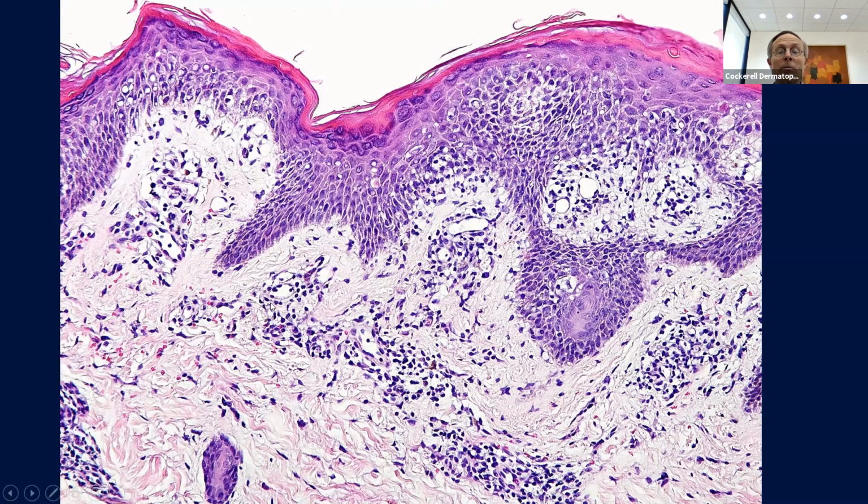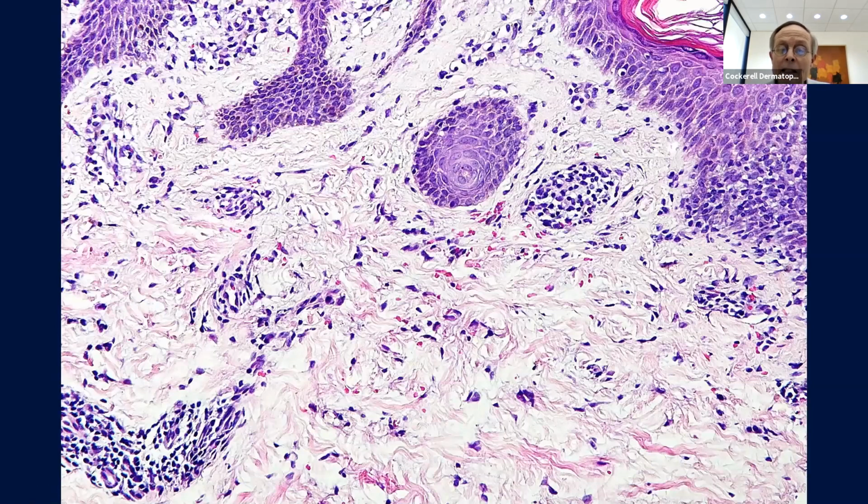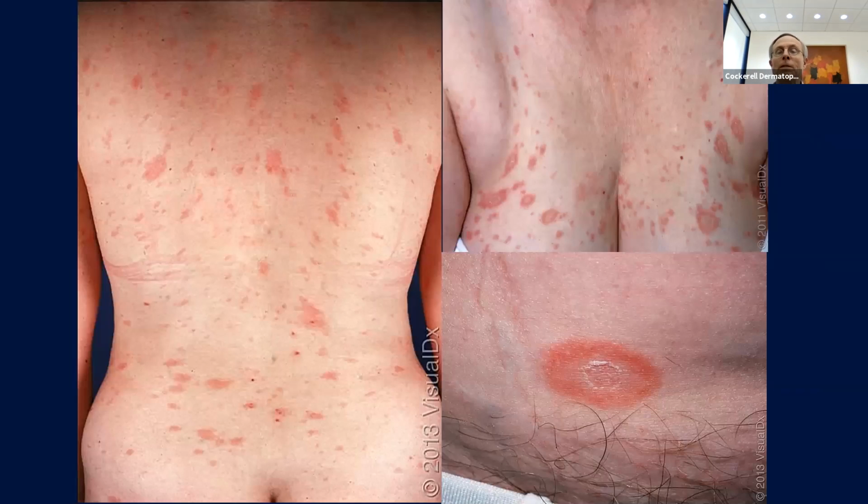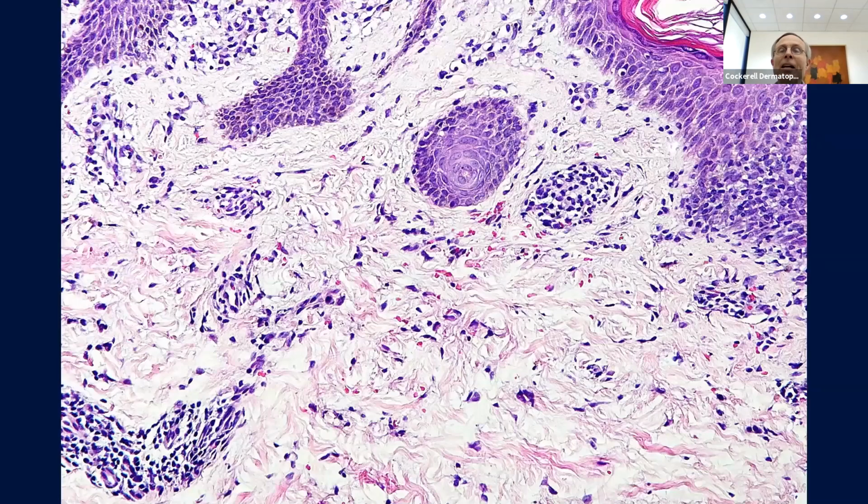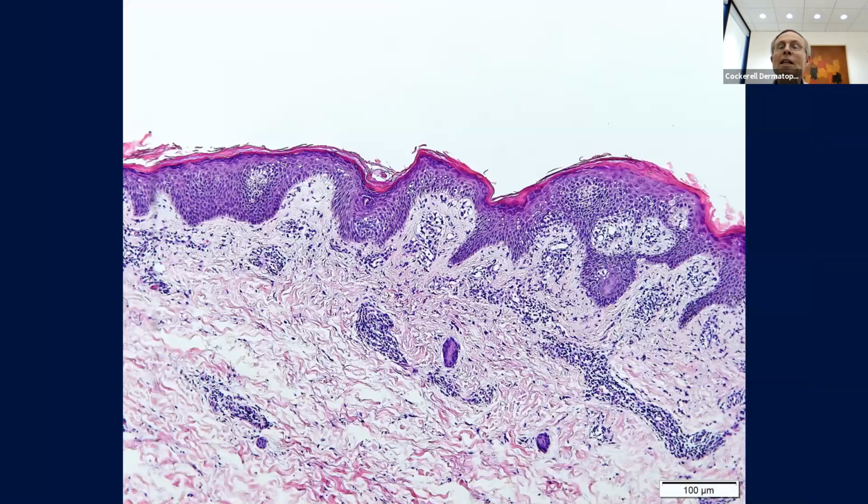We've got some there. So this pattern, hopefully you all got this right, is classic for a beautiful example of Pityriasis rosea. So if you're going to get PR on the board, that's what it's going to look like. They're not going to show you anything that's not classic. It's going to have every single feature.